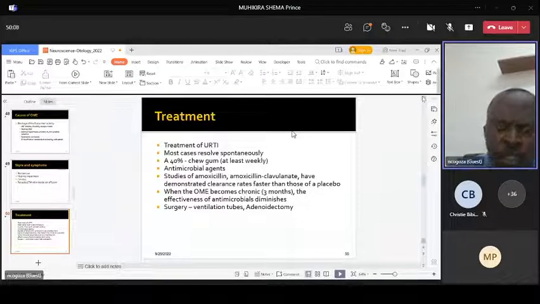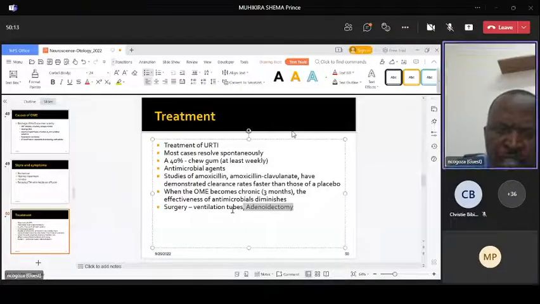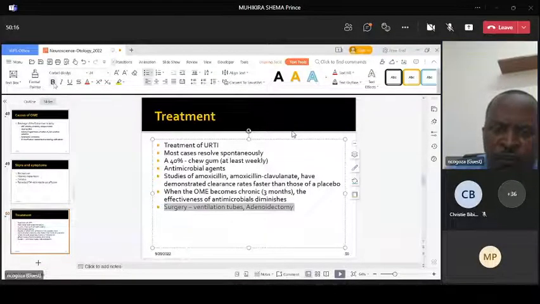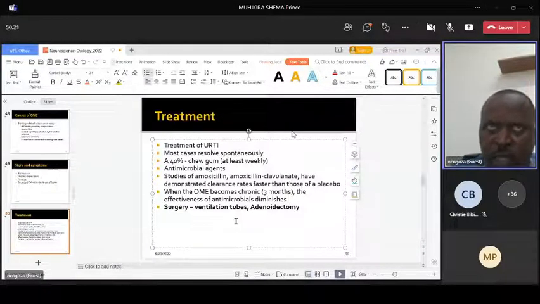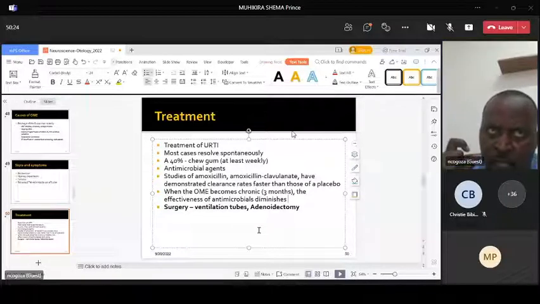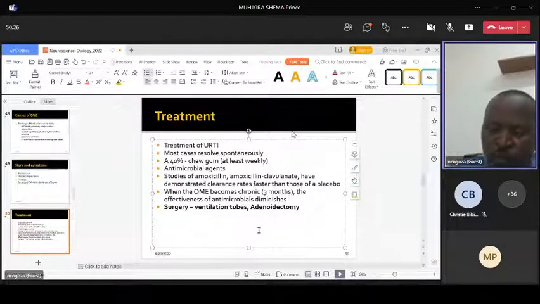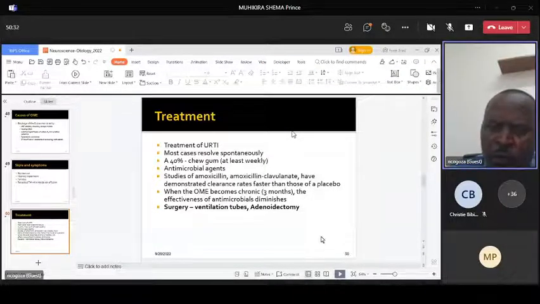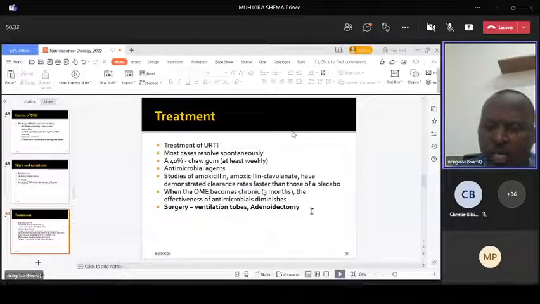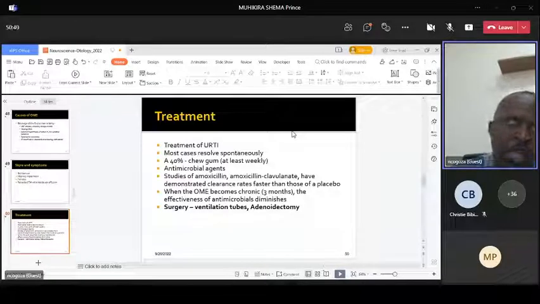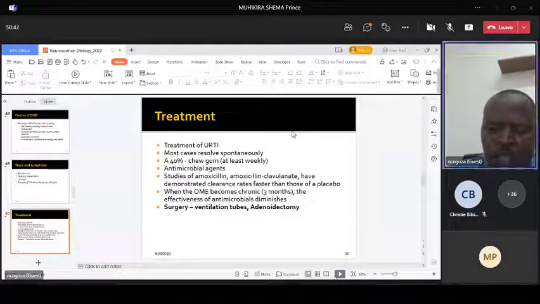If there is no improvement with treatment of the cause, now we do surgery, which is called ventilation tube insertion. We open the tympanic membrane and aspirate the glue ear, that fluid, and put in what we call a ventilation tube. And we also do adenoidectomy. Most of our kids, you have to remove the adenoids. We are going to see it when we see the nose and the paranasal sinuses, because we see what the adenoids are.